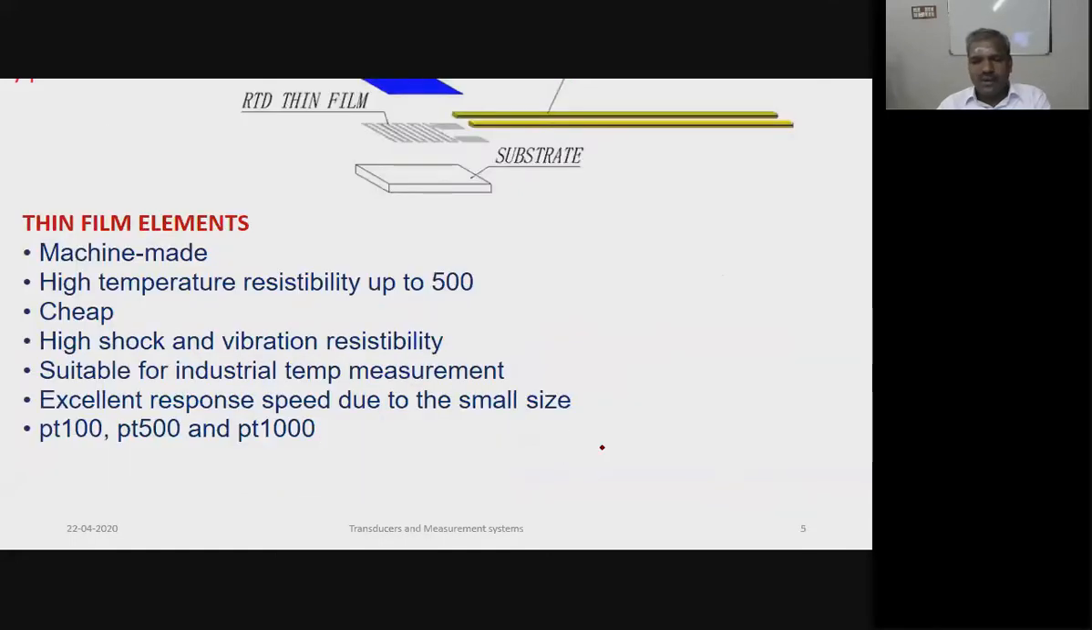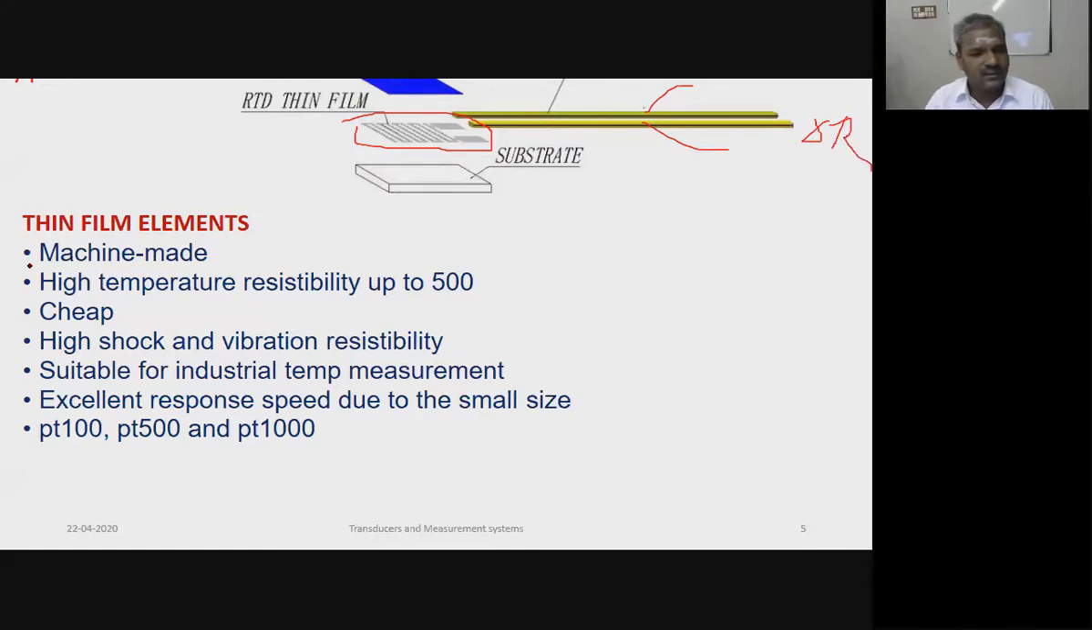The different types of RTD based on the sensing element: thin film elements, wire wound elements, and coil type elements, in which the sensitive portion is made. This is the sensing element made up of thin film, similar to a strain gauge. A very thin film is made on a substrate. These two are lead wires to connect for measurement of the change in resistance.